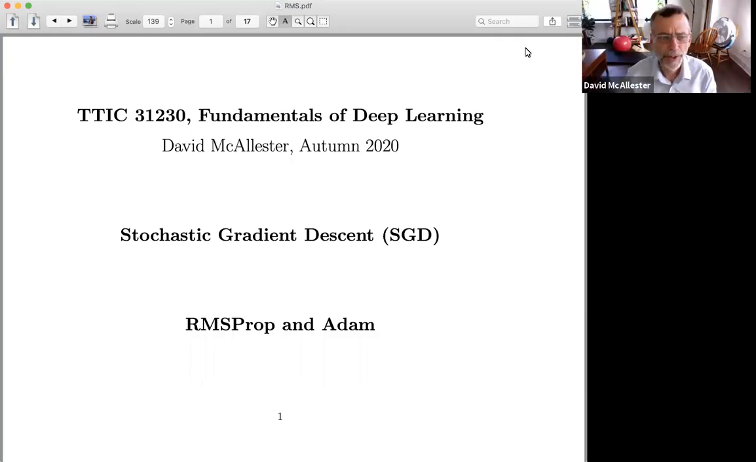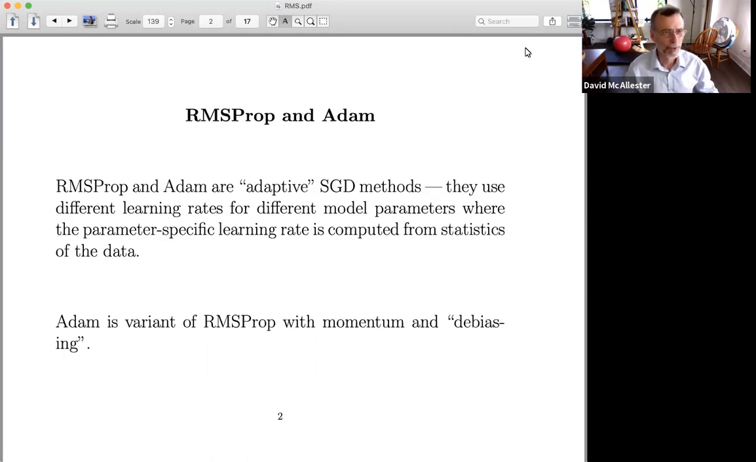Hello. In this unit, we're going to cover two fairly widely used SGD algorithms, RMSProp and ADAM. And I'm going to try to provide some theoretical background and useful conceptual framework for these algorithms.